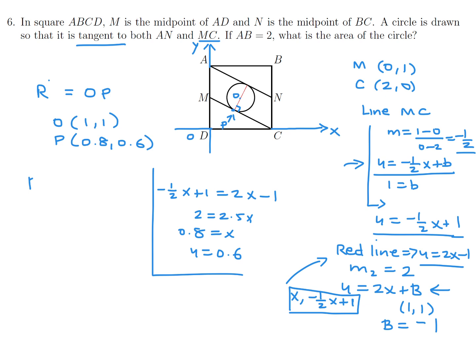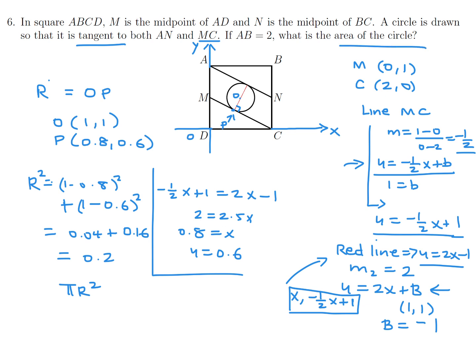The distance formula, r squared, would be (1 - 0.8) squared plus (1 - 0.6) squared. And therefore that looks to me like 0.04 plus 0.16, and that's 0.2. So therefore pi r squared, which is what we're trying to figure out, the area of the circle, would be pi times 0.2, and that can be written as pi over 5.